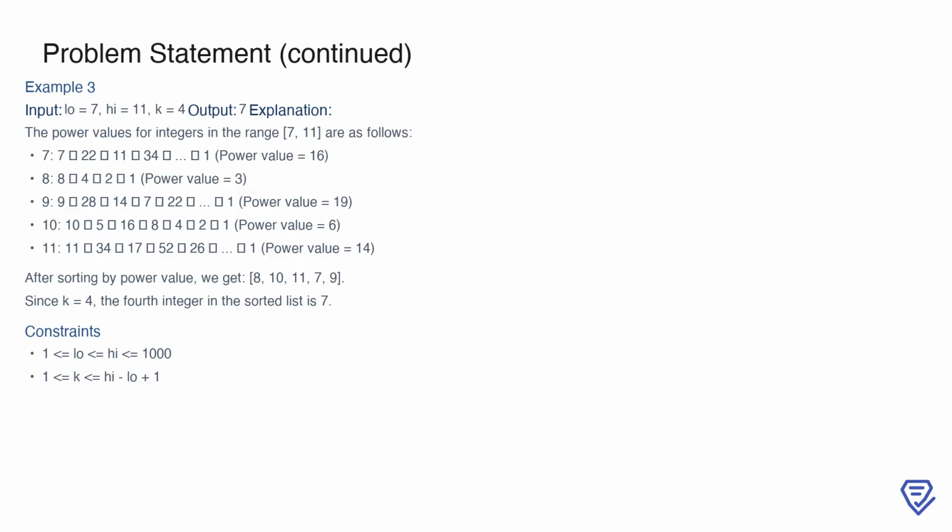Now, let's analyze another example. Here, the input is low equals 7, high equals 11, and k equals 4. The integers in the range are 7, 8, 9, 10, and 11. Calculating their power values, we find that 7 has a power value of 16, 8 has a power value of 3, 9 has a power value of 19, 10 has a power value of 6, and 11 has a power value of 14. Sorting these integers by their power values gives the order 8, 10, 11, 7, 9. From this sorted list, the fourth integer is 7, so the output is 7. This example underscores the importance of sorting by power value first and then numerically when there are ties.